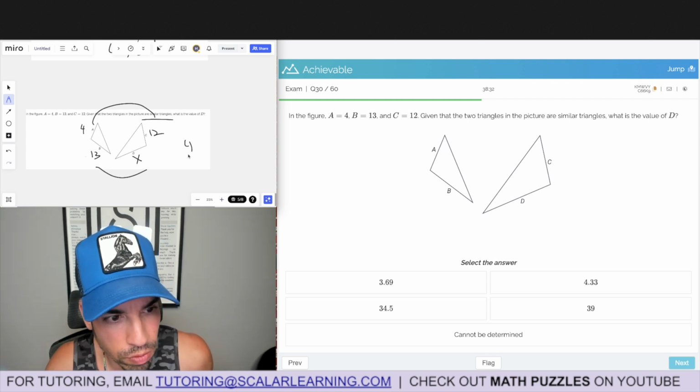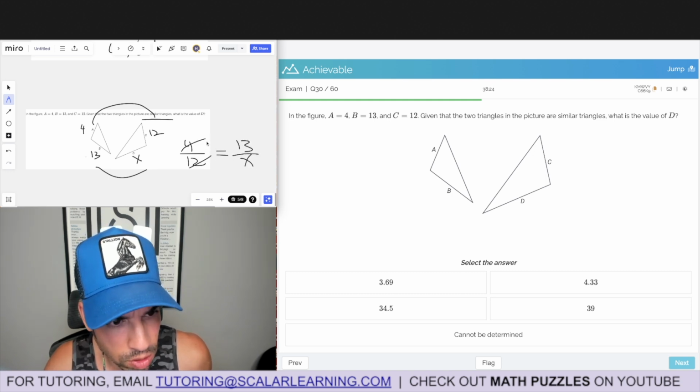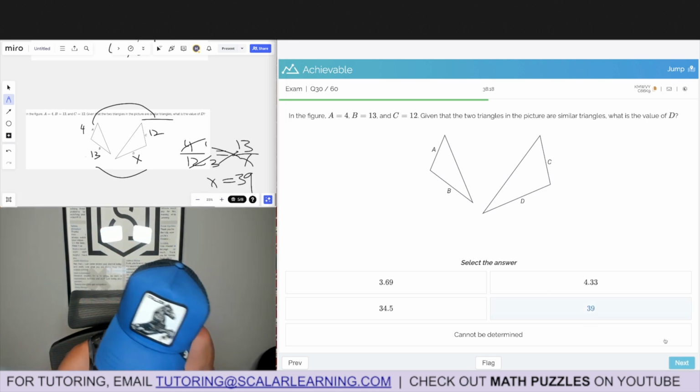So we can make a proportion. 4 over 12, this triangle over that triangle, is equal to 13 over x. And then we can cross multiply and solve. I can simplify this first. That's 1/3, boom, boom. X equals 39. 39 is the winner, boom, done.